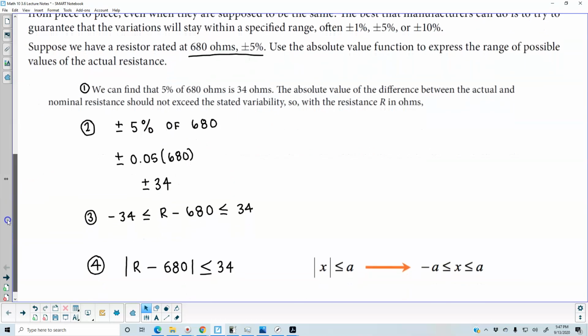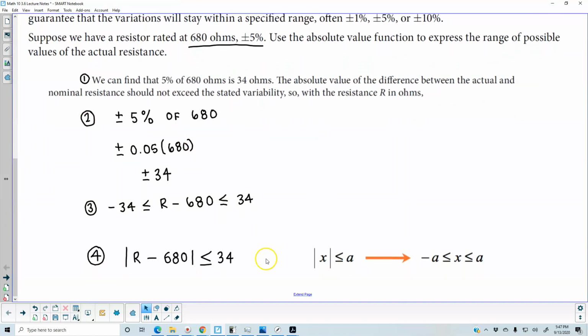So what it's saying here is, in order for us to write this as a compound inequality, we would say that R minus 680 is less than or equal to positive 34, and greater than or equal to negative 34, meaning that this is in between negative 34 and 34.